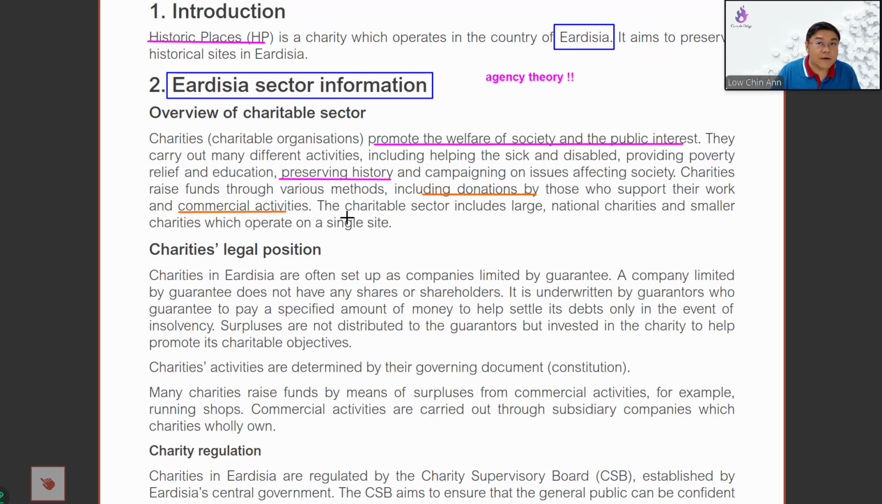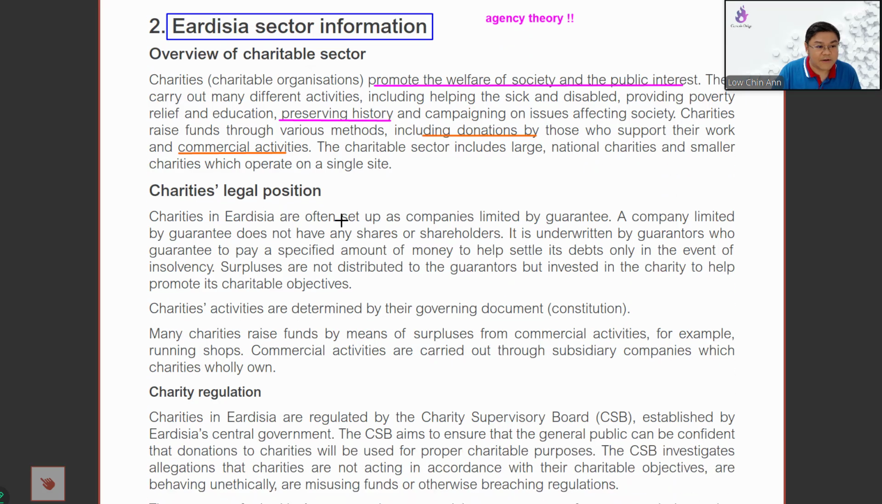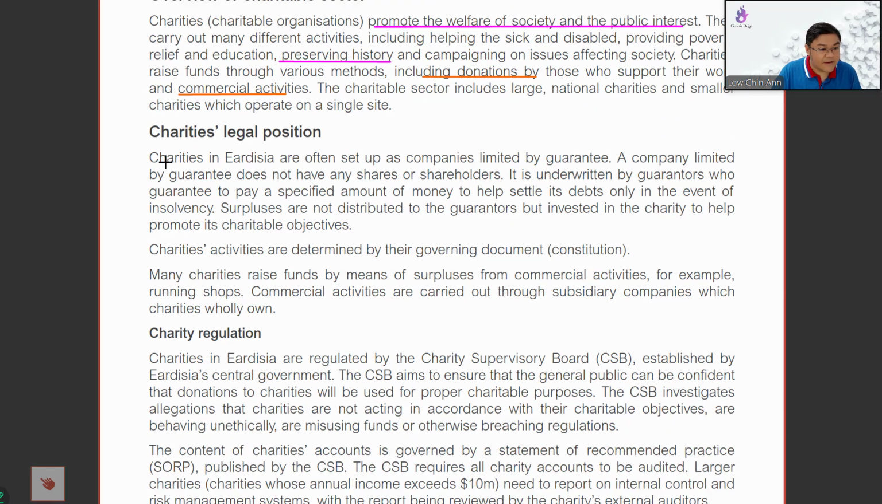Okay, so if you have heard of the concept called social enterprises, these are examples of NPOs where they have commercial activities and they become social enterprises. If you have not heard of the word, you can Google it, and then you'll be able to understand what I mean. Now, the charitable sector includes large national charities and also smaller charities that operate on a single site. So what is their legal position?